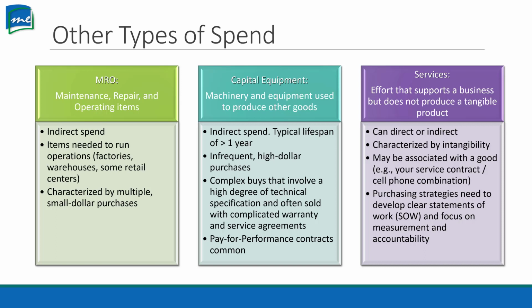For example, if you're buying a copy machine, it can cost about $30,000. Well, hopefully you're not buying a copy machine frequently. You might be buying one or two here and there if you're outfitting an office, but most companies will lease a copy machine. But those are choices you can make when you're in purchasing. Buy versus lease. But these are also complex buys because of the high degree of technical specifications. And there's usually complicated warranty and service agreements with these capital equipment purchases.